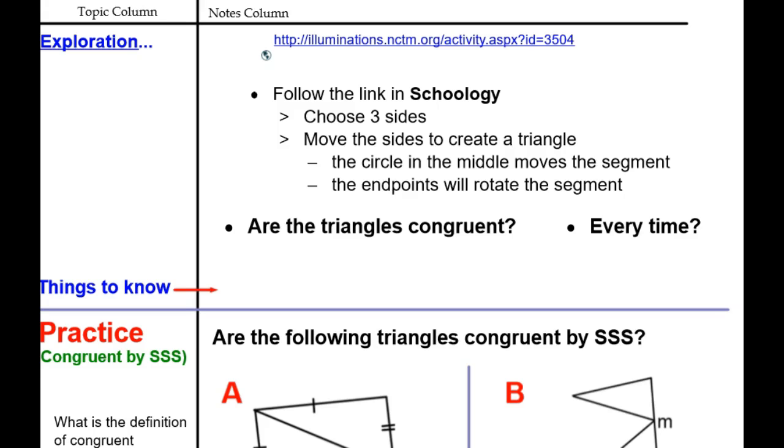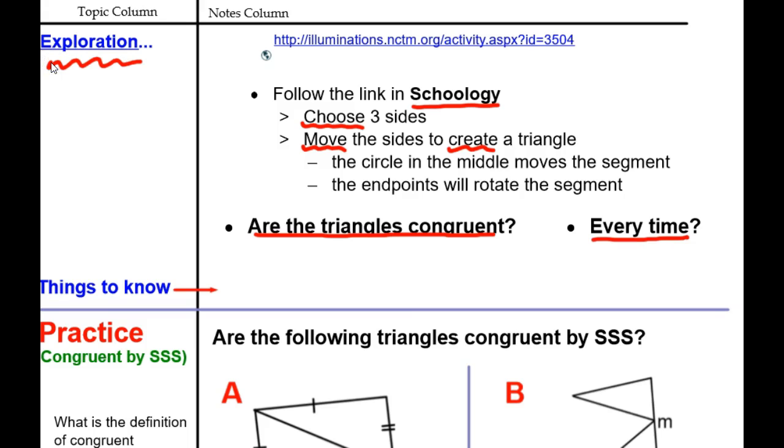All right, I'm going to have you skip to page 2. Pause the video for a second. Now that you're on page 2, notice that we're going to do a little exploration here. Go to your Chromebook and look up this website. The website is in Schoology, and you're going to look at some triangles. When you get there, you will choose the 3 buttons that have sides on them, and then you will move the sides to create a triangle. Then you will decide, are the triangles congruent? And does it happen every time?